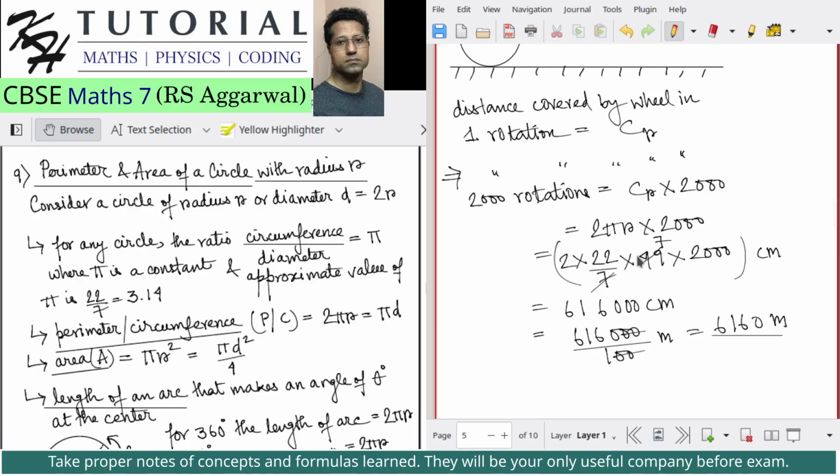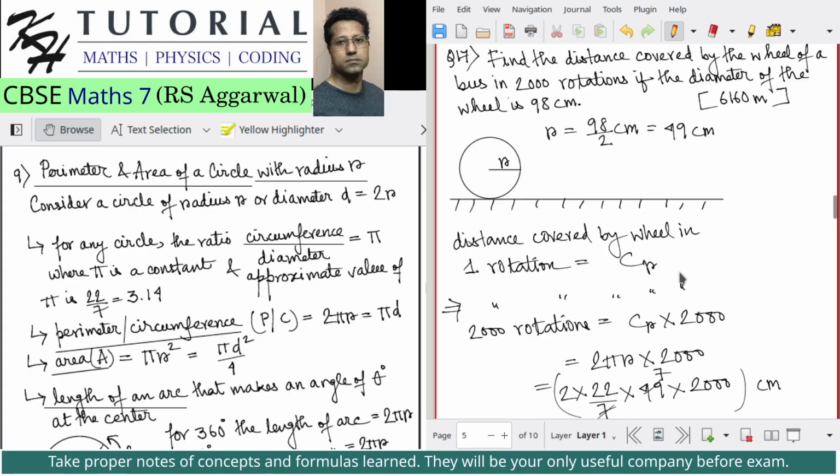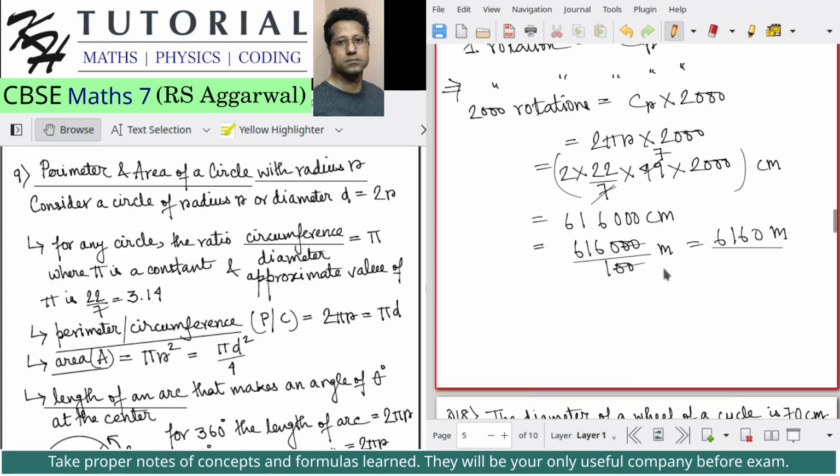So the concept was that in one rotation, any wheel of a bus or car, the distance traveled by a wheel in one rotation, sometimes rotation is also termed as a revolution. So in one rotation or in one revolution, a wheel covers a distance equal to the circumference of the wheel, which is basically a circle. Okay. Let's see the next problem.